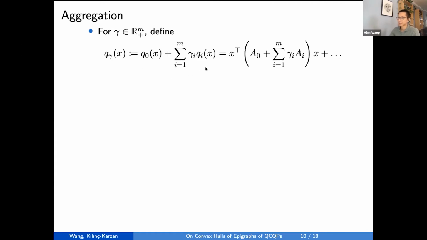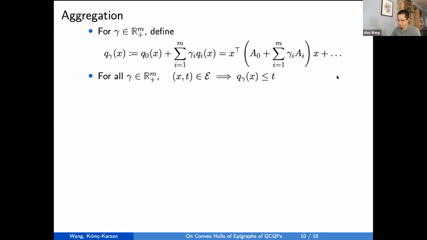And the first thing to note is that this is going to be, again, a quadratic function. We're simply aggregating some quadratic functions, taking linear combinations of quadratic functions. And its quadratic form will be A0 plus the sum from i equals 1 to m of gamma i A sub i.